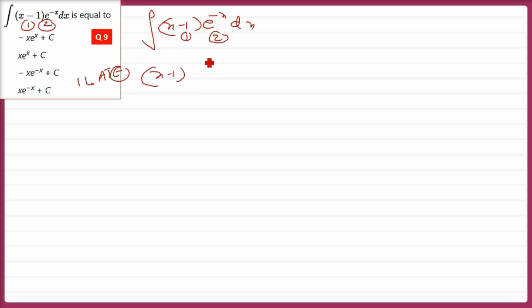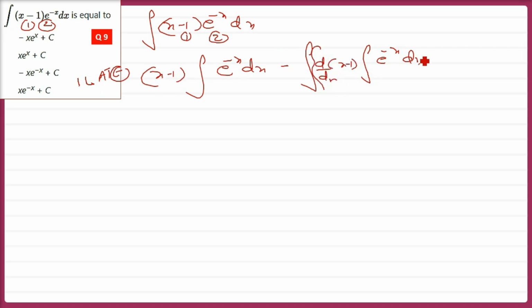So x minus 1 will come in front, integration of e raised minus x dx, minus integration of e raised minus x dx will already be there. And then the differentiation of x minus 1 will be done. Then all these two components will be multiplied and then integration will be done again. You know that formula already.